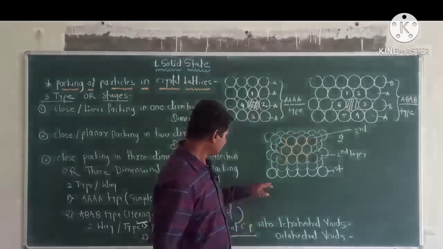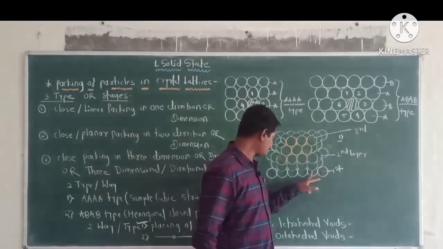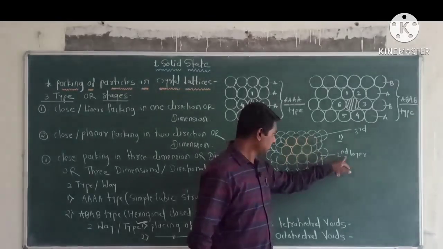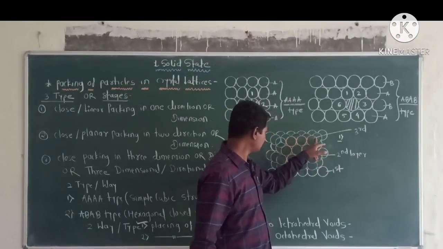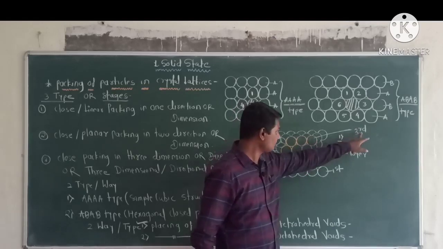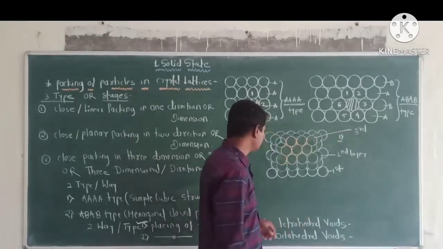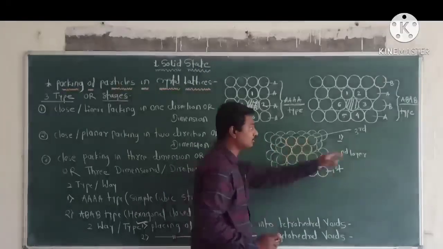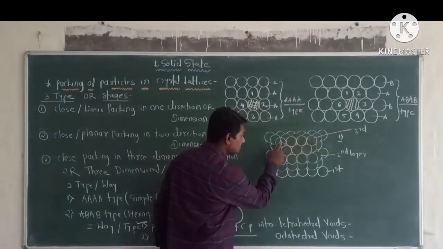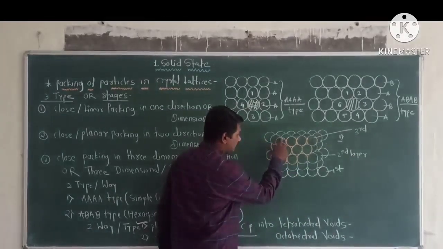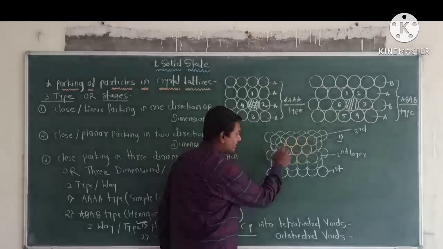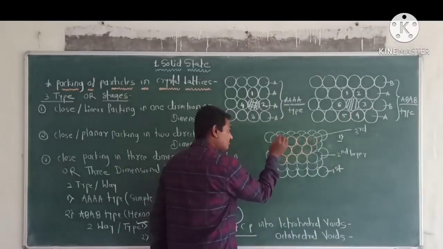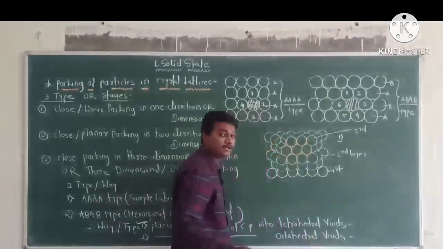Now let's see, this white colored constituent particle is from the first layer, this blue color is the second layer, and this orange color constituent particle, this layer is the third layer. Now this orange color constituent particle of the third layer is exactly fitted in this octahedral void. This is the octahedral void. These orange color constituent particles of the third layer are exactly placed into these octahedral voids.